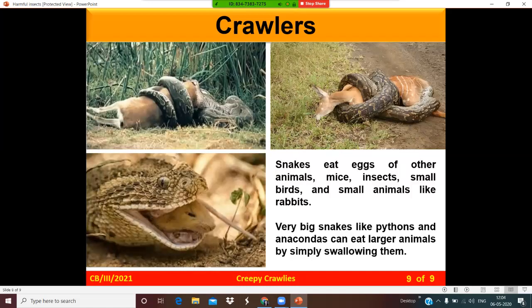Right. Now, next. See how crawlers are very dangerous for us. Snakes eat eggs of other animals, mice, insects, small birds, and small animals like rabbits, right? And very big snakes like pythons and anacondas can eat larger animals by simply swallowing them. See, they can swallow big animals also. See how very dangerous they are.